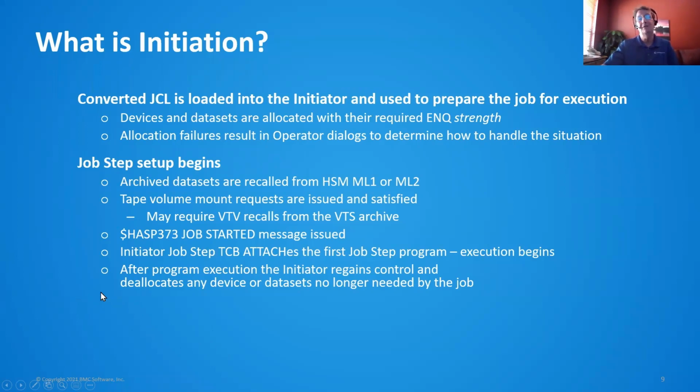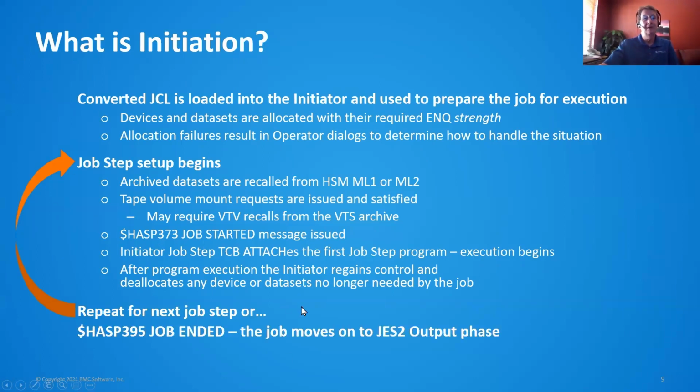Following program execution, the initiator gets control again and does what they call allocation again, but it's a deallocation of devices or data sets no longer needed by the job from that point. If data sets in step 1 are still needed in step 47, then they're going to stay allocated. The job doesn't give up anything. And then it's a rinse and repeat from here, everything except the job started message, of course. And at the end, you get this job ended message. The job moves on to the glorious world of JES2 output. And away we go.